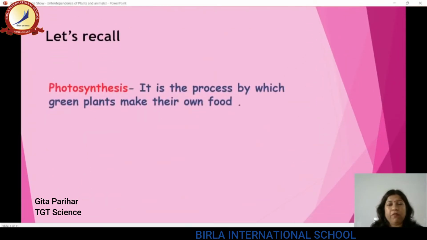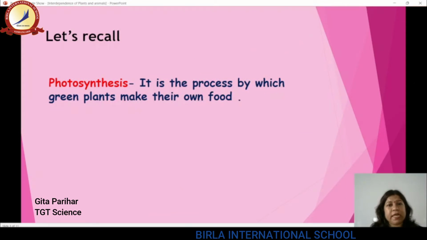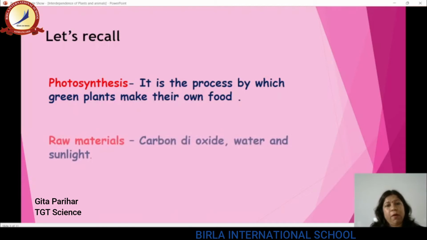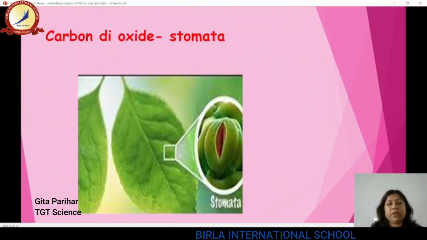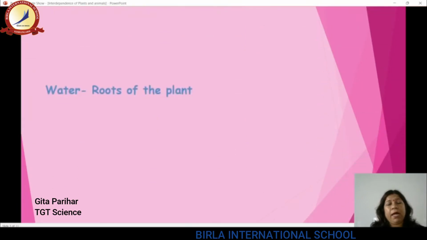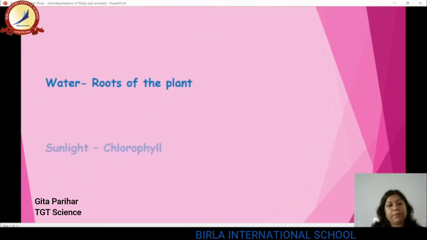Let's recall. We already know about photosynthesis. It is the process by which green plants make their own food. Plants also require certain raw materials for making their food, like carbon dioxide, water, and sunlight. Plants obtain carbon dioxide from tiny pores which are present on the surface of the leaves, known as stomata. Plants obtain water from their roots, and they obtain sunlight from green pigments which are known as chlorophyll.